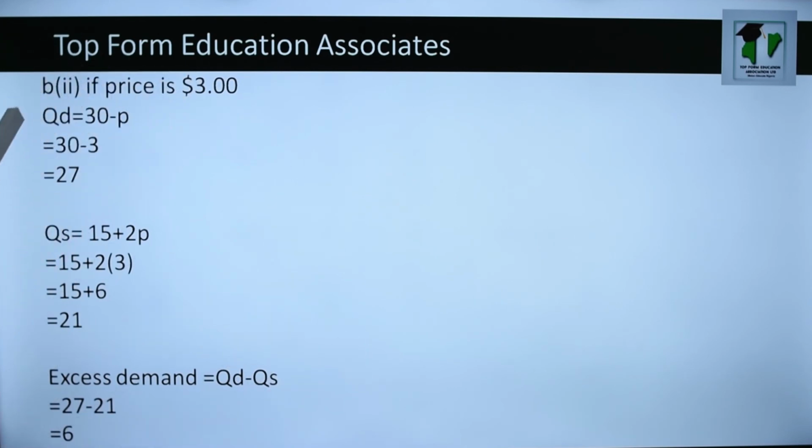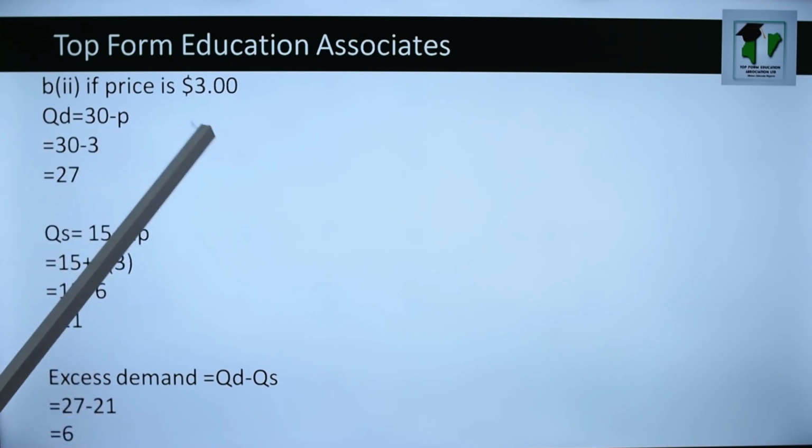So let's see. If the price is fixed at 3 naira, substitute the value of P as 3. 30 minus P, which is 3, is 27. Substitute it into this one too. This is 3: 15 plus 2 times 3, 2 times 3 will give you 6, and 15 plus 6 will give you 21. So which of them is higher? We have excess demand.